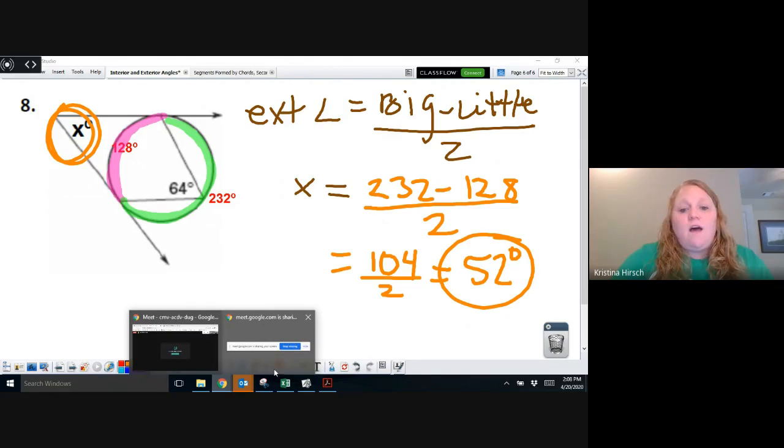All right, so what we have just done is look at some of the properties for interior and exterior angles of a circle. And so now you can finish the practice problems on page 25.